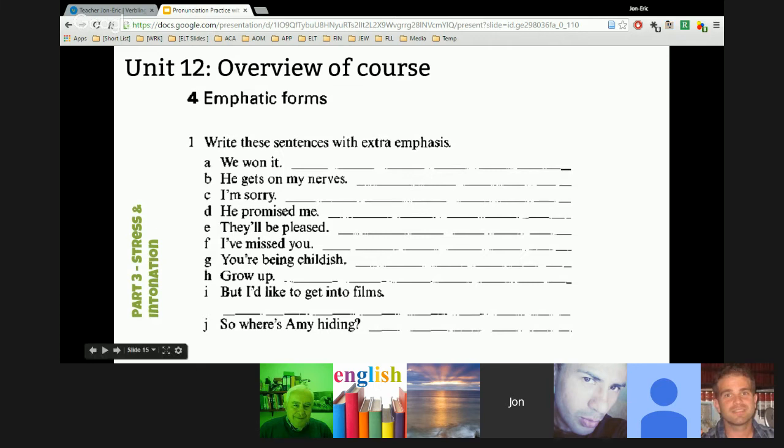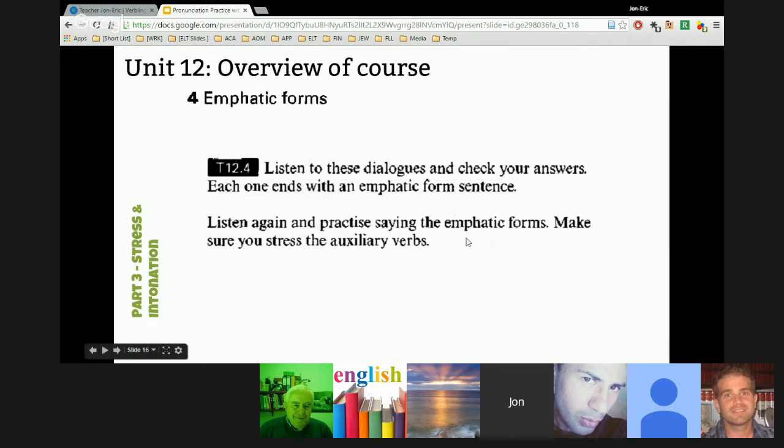Okay. So hopefully that makes sense. You have to put the stress, your voice intonation needs to be stronger on those auxiliary verbs when you want to add emphasis. Okay, are there any questions about that so far?